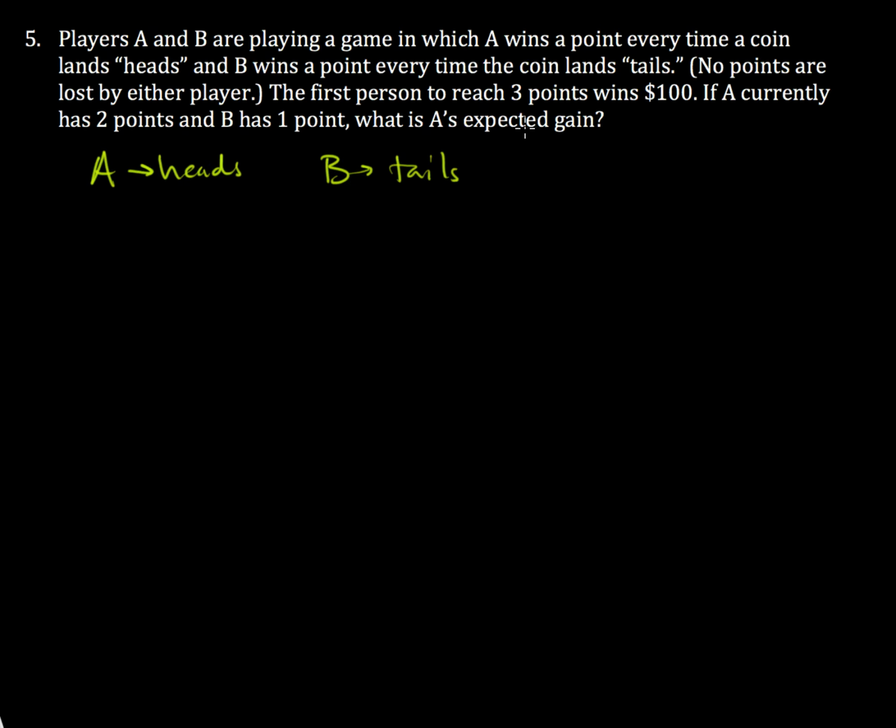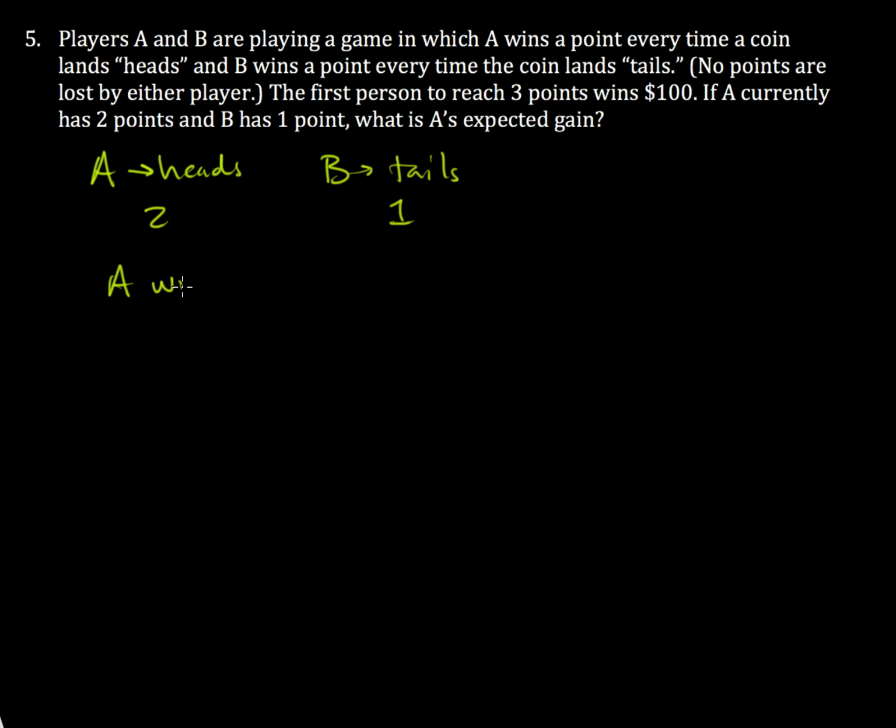The first person to reach 3 points wins $100. If A currently has 2 points, so 2 points for A, and B has 1 point, from that point forward, what is A's expected gain? So we have to think, well, what could happen here? What are the possible outcomes that could occur in this game where A wins?